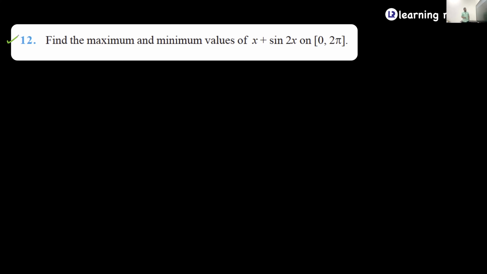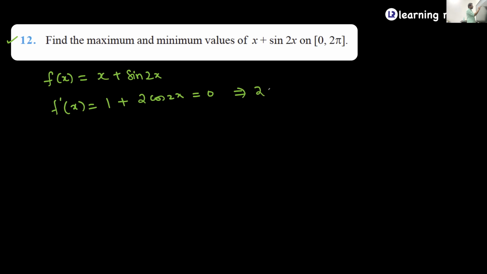Well, find the maximum and the minimum values of x plus sine 2x on the interval 0 to 2 pi. What is f of x? f of x is equal to x plus sine 2x. What is f dash of x? 1 plus 2 cos 2x. For maxima or minima, you equate it to 0, which implies 2 cos 2x is equal to minus 1. This also implies cos 2x is equal to minus half.